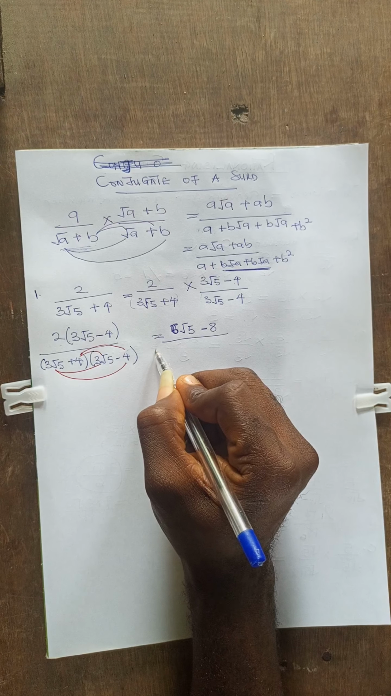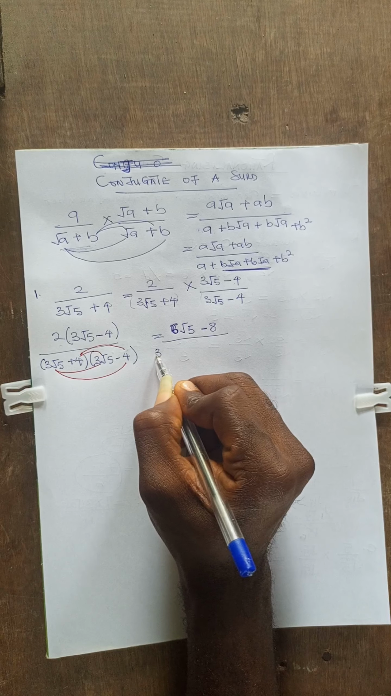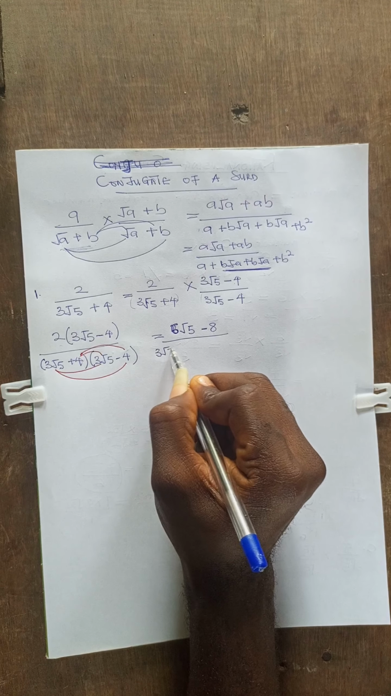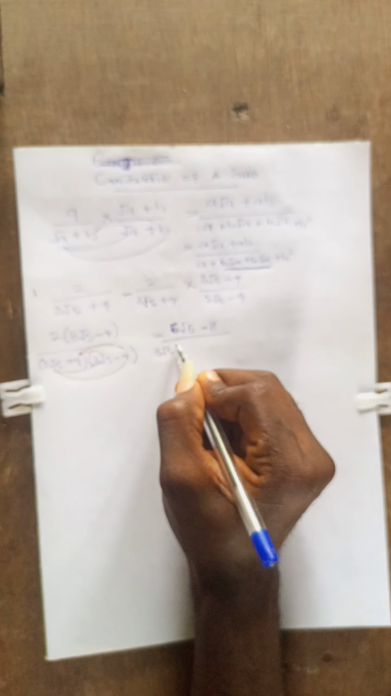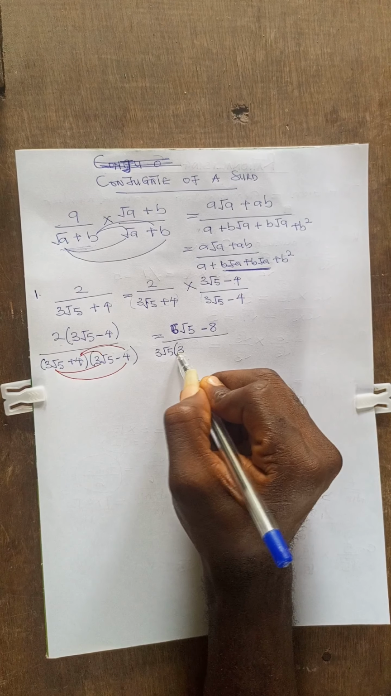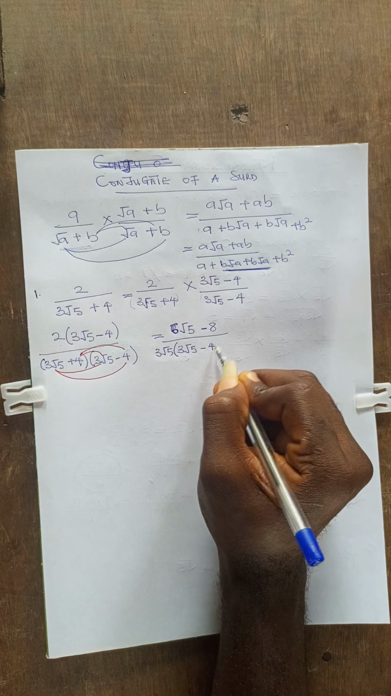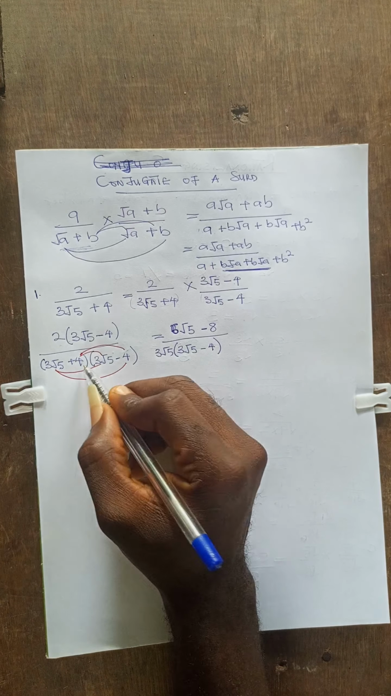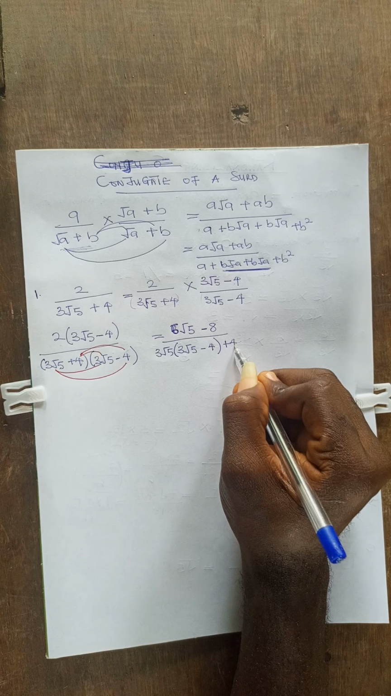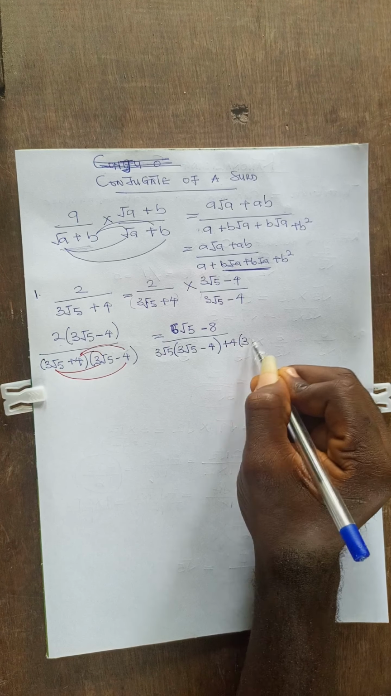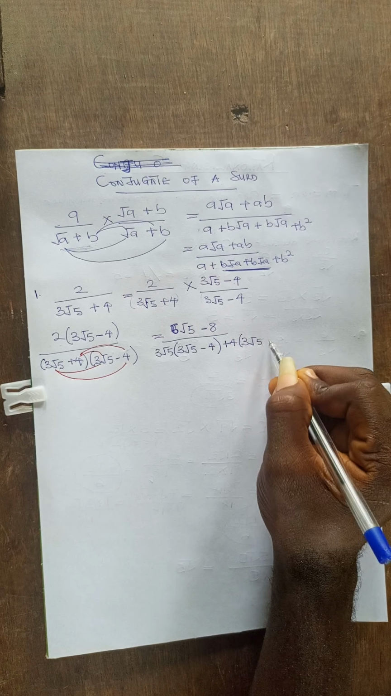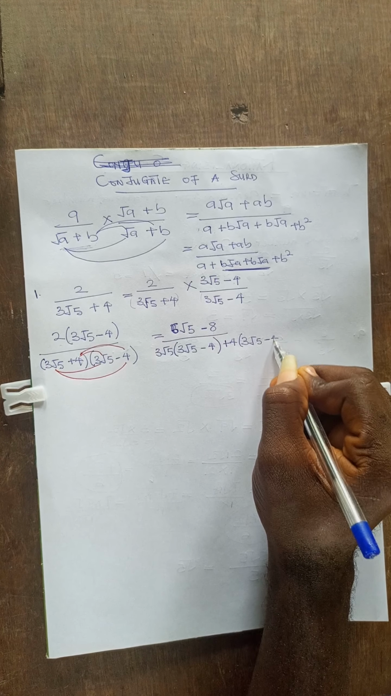So let's separate them so that it will be easier for us. So you have 3 root 5. If they multiply these two here, or if they shake these two, so you have 3 root 5 minus 4, close bracket. What remains here is plus 4, open bracket, 3 root 5 minus 4.